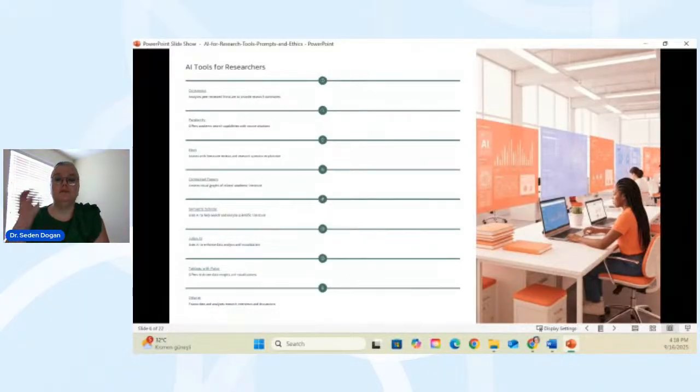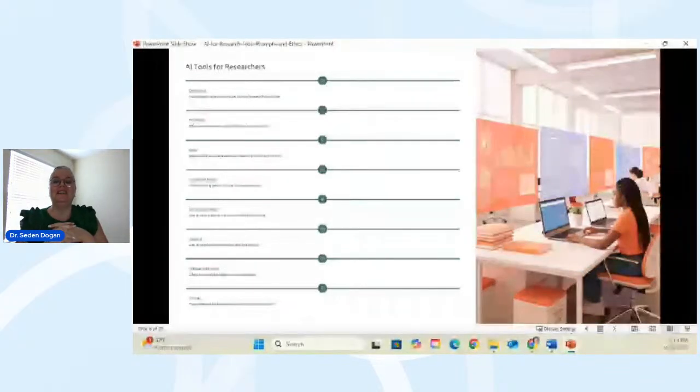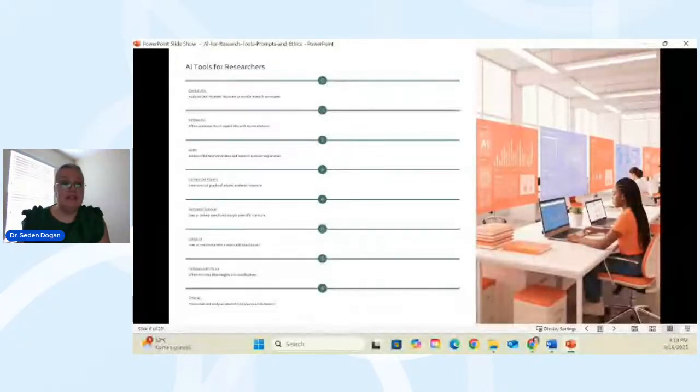So there are main buckets for you, like large language models and generative AI platforms such as ChatGPT, Gemini, Claude, or Perplexity, which are already part of many researchers' workflow. We all already know that. They are great for drafting, brainstorming, summarizing, and explaining complex ideas in plain language. And each has different strengths.